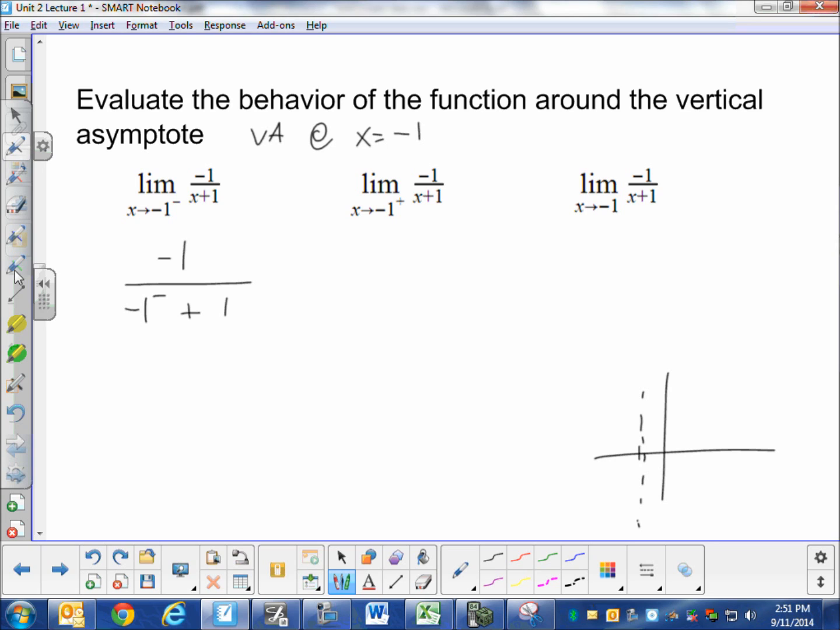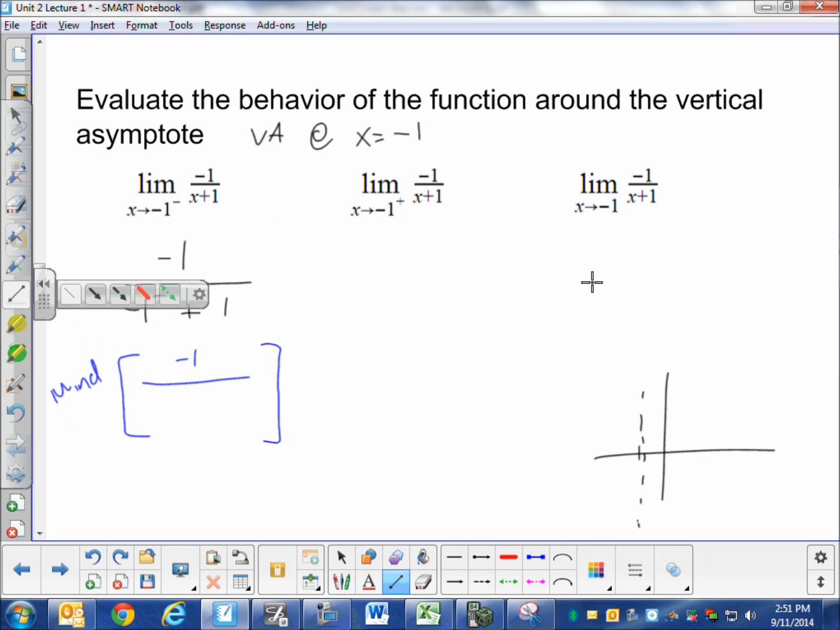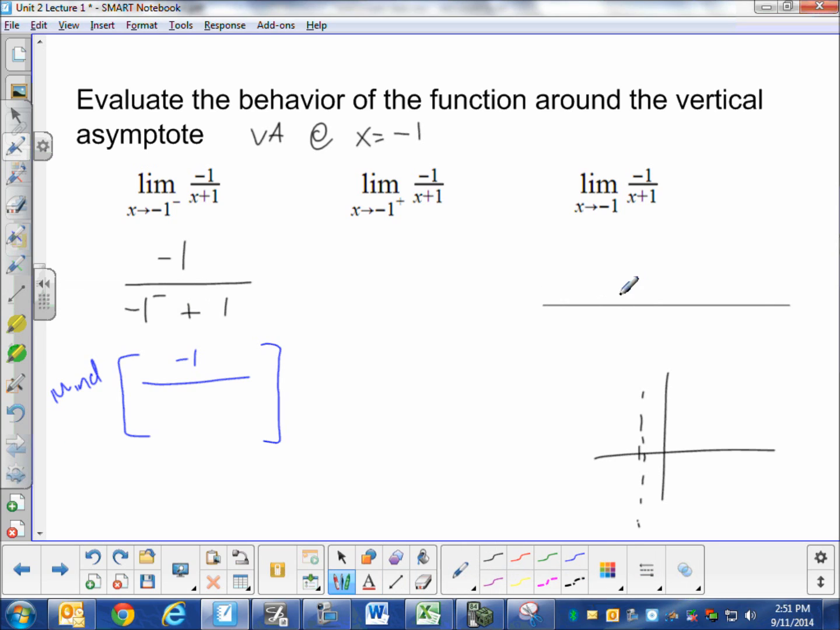Now, in my mind, I will be thinking, okay, I got negative 1 over a value that is to the left of negative 1. I'm going to be thinking maybe about a number line here. And I'll think, okay, this is 0, this is negative 1. A value coming from the left of negative 1, that's like right here. That's like negative 0.001. That's what I'll be thinking in my mind.